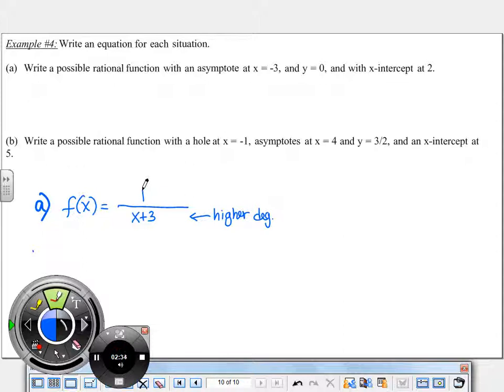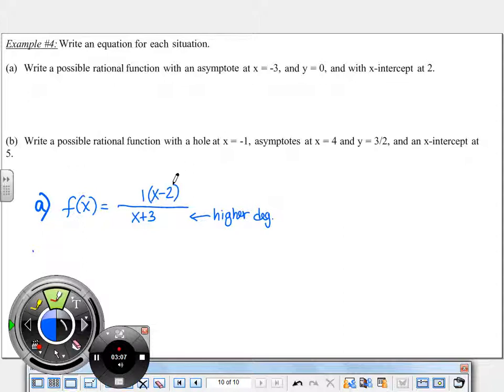Good. So right now, if I set my numerator equal to 0, I would get no x-intercepts because it's impossible for me to find an x value that's going to change 1 since it doesn't have an x. But they're saying I should get 2, which means what should be in the numerator? Not just an x, but an x, what? Minus 2. So that when you set that equal to 0, you would get 2 as the x-intercept.